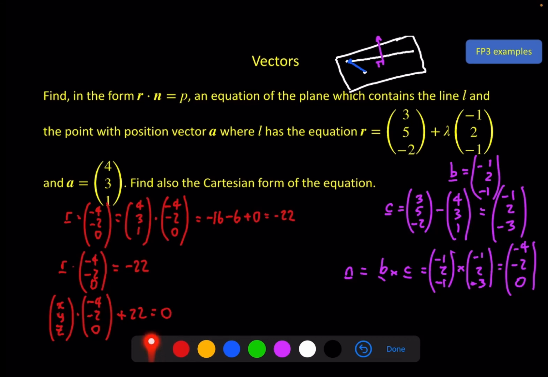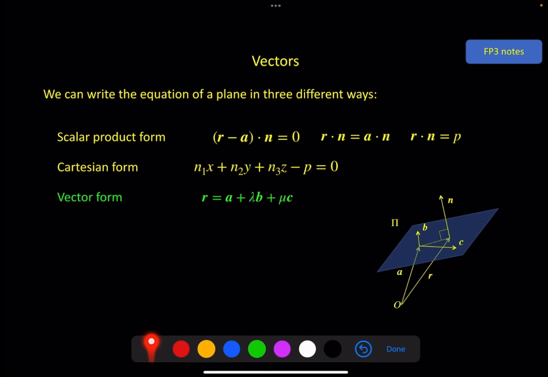And all I have to do is the dot product here. That gives us minus 4x minus 2y plus 0z plus 22 equals 0. And here is the Cartesian form of the equation of the plane. Okay, there is one more form, and that is called the vector form.